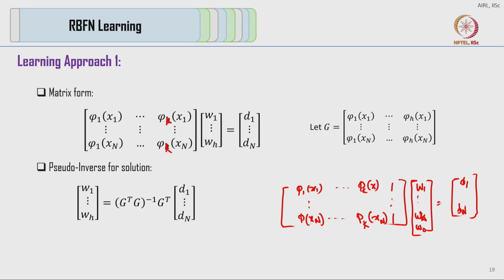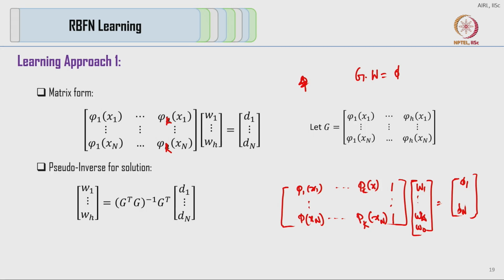Okay, if you include the bias. So let us say I am going to call G a matrix which has all the responses of the activation functions for all the observations. Then I can represent G times W as nothing but my D. G is a rectangular matrix.